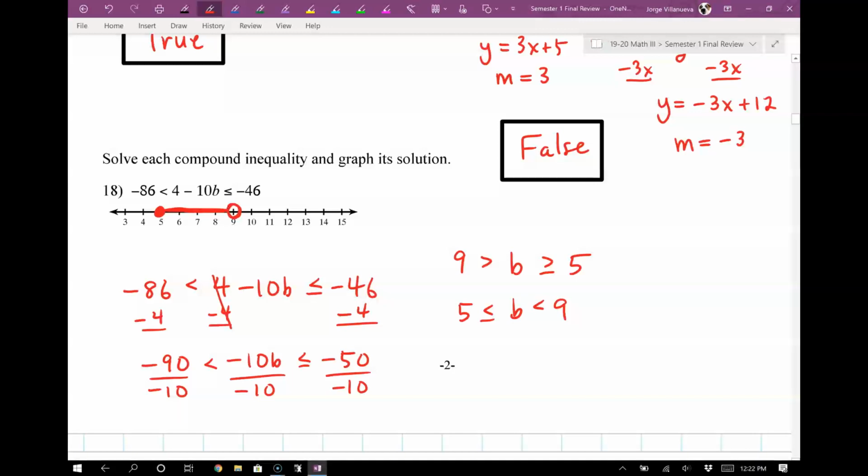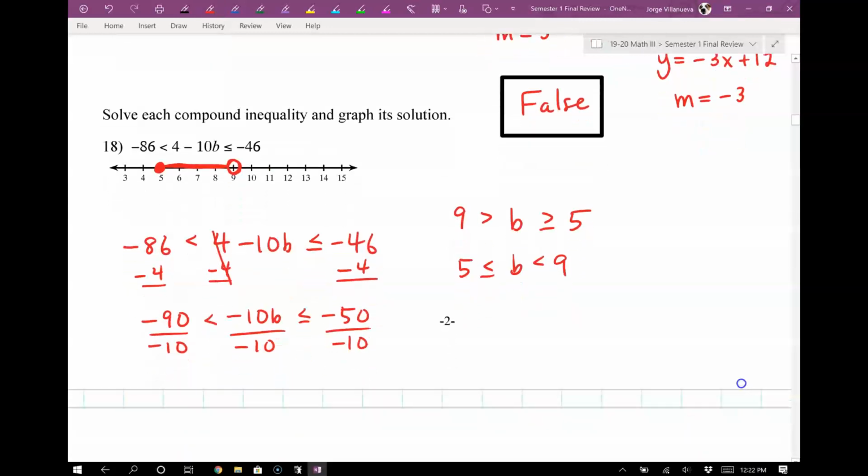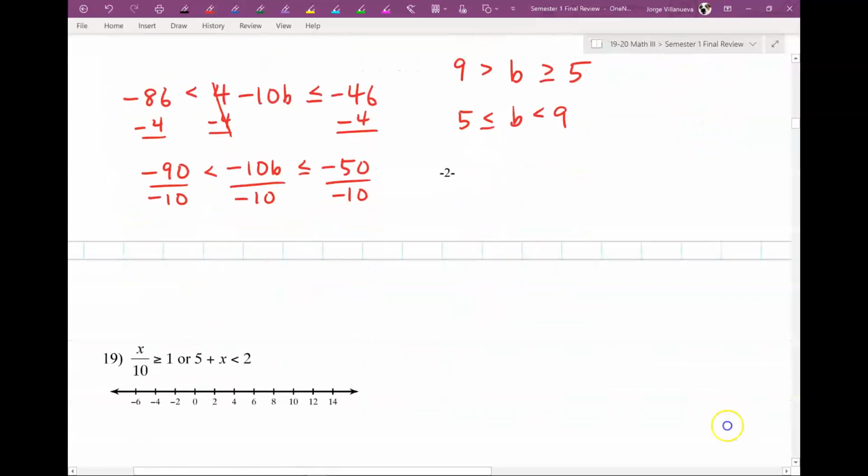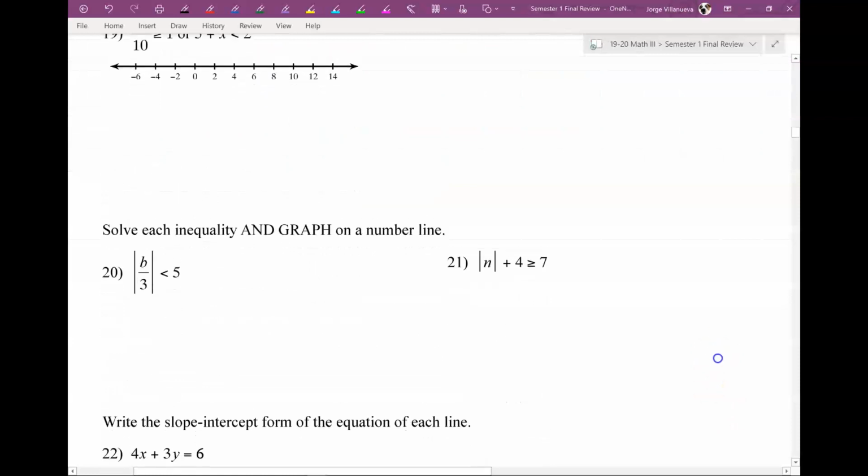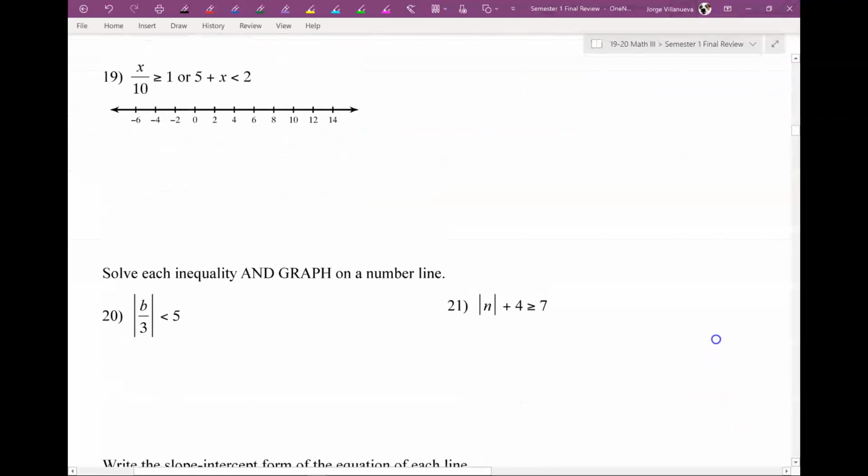All right, so let's see. We got like 10 minutes. I'm not going to go all 10 minutes. Let's just try to get to 20, okay? And then maybe I can go to 21. But all right, number 19.